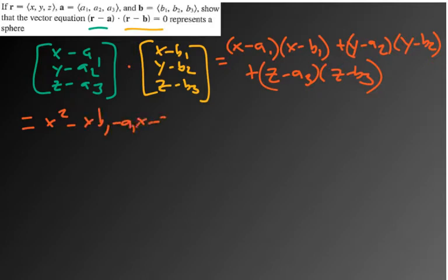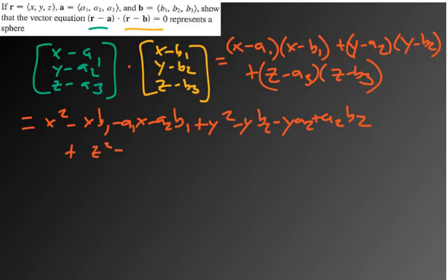So actually, I'm not going to quite do that part yet. I'm going to just do the dot product stuff out here. So x minus a1 times x minus b1 plus y minus a2 times y minus b2 plus z minus a3 times z minus b3. And then I'm just going to distribute.